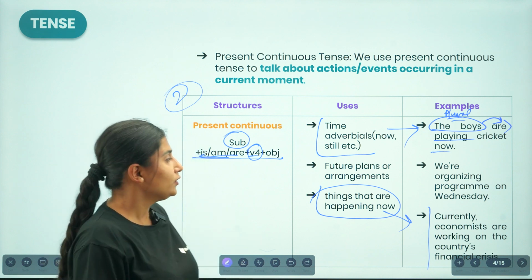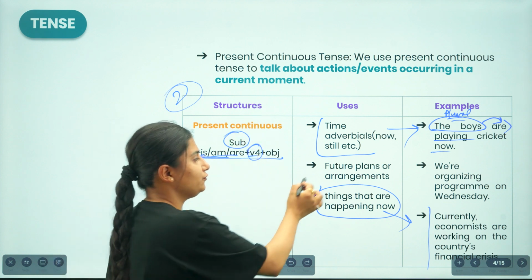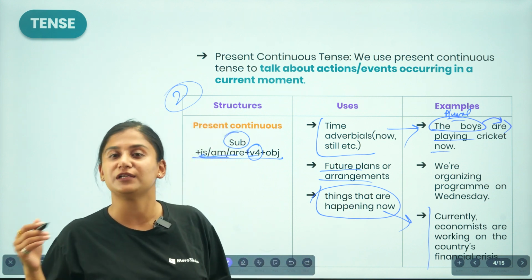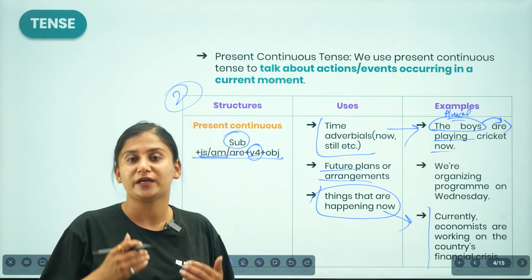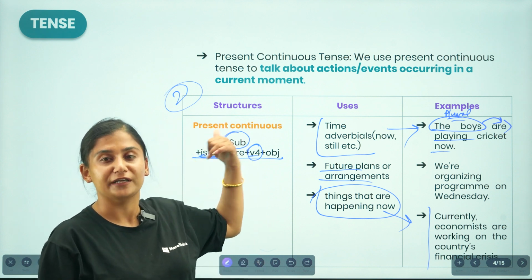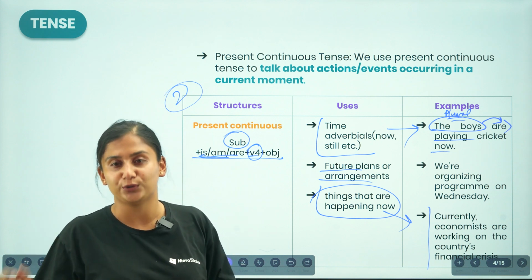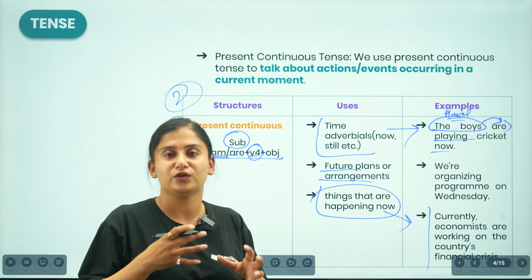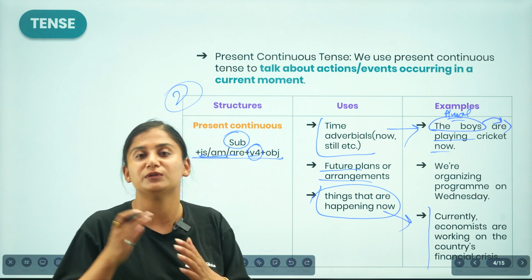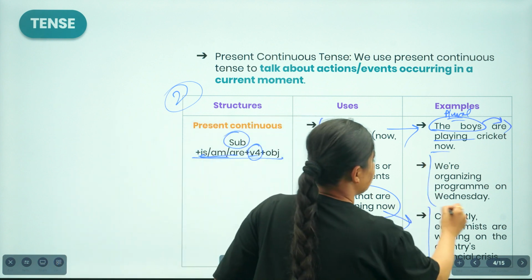Okay, so now we use this present continuous tense also to talk about future plans or arrangements, something that is to happen in the future, but we are talking about it now. We use the present continuous tense to describe that idea. For example, something is going to happen on Thursday, and you are working for that particular event today. Then in order to express that idea, you will say it in the present continuous tense. So let us find out how.